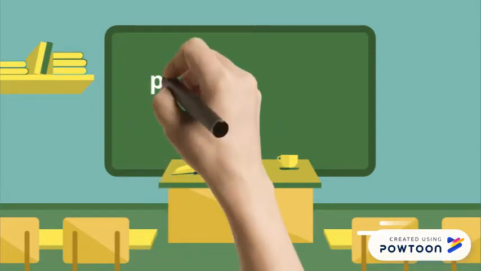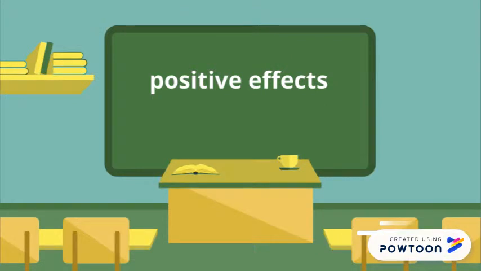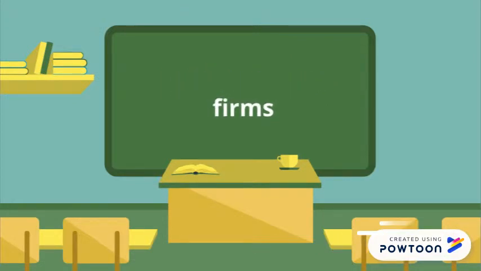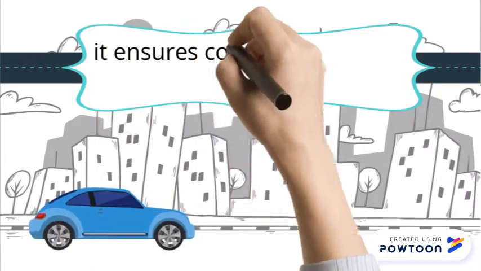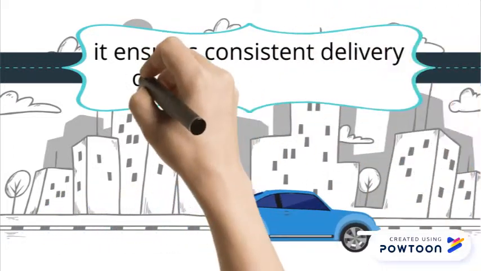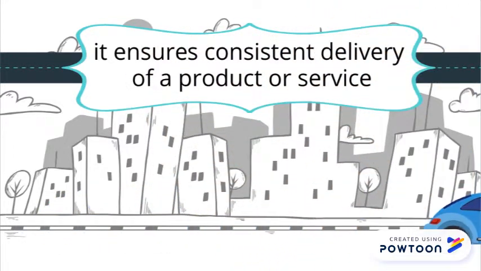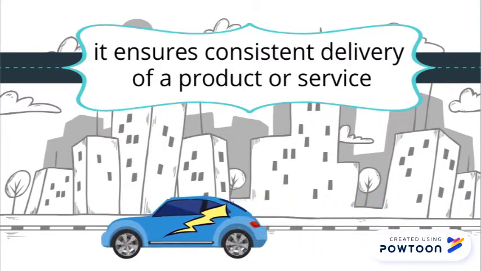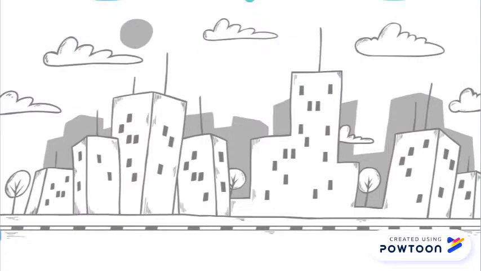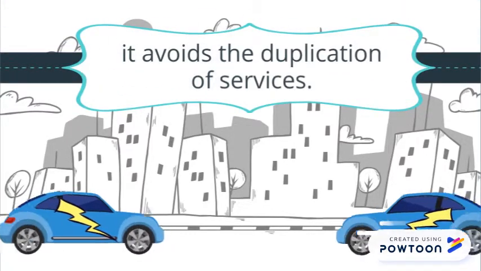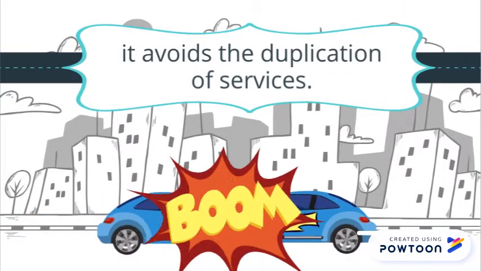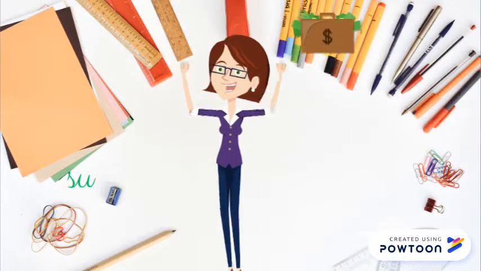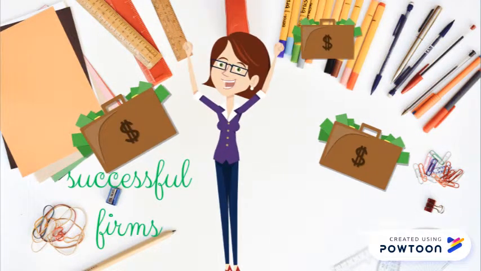Nevertheless, it also provides positive effects too, especially towards firms. First, it ensures consistent delivery of a product or service that has a very high upfront cost, for example, electric and water utilities. Then, it avoids the duplication of service. Next, monopolies can also be successful firms.